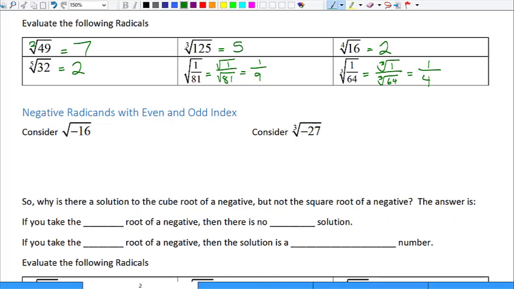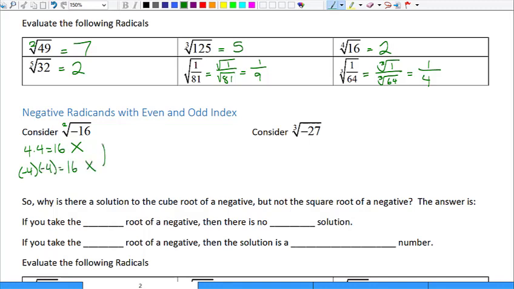The next thing that we're going to talk about is negative radicands with even and odd index. So let's consider the square root of negative 16. This is a square root, so I'm thinking 2 times. So let's see, 16. We talked about 4, right? 4 times 4 is positive 16. So that one doesn't work. How about negative 4? Negative 4 times itself still gets you positive 16.